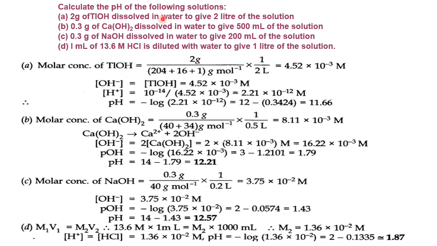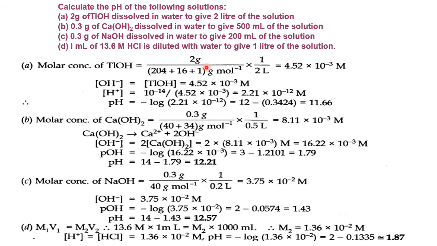Now calculate the pH of the solution. Four samples. First sample is what? 2 gram of TlOH, thallium hydroxide, dissolved in water to give 2 liter of the solution. Okay, 2 gram dissolved. First you have to calculate the strength, the molarity, no?